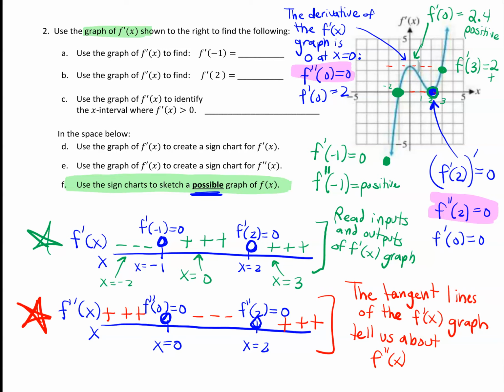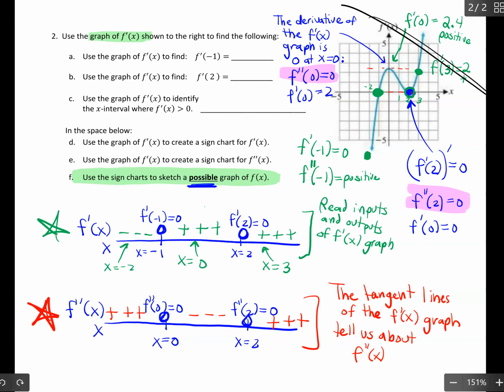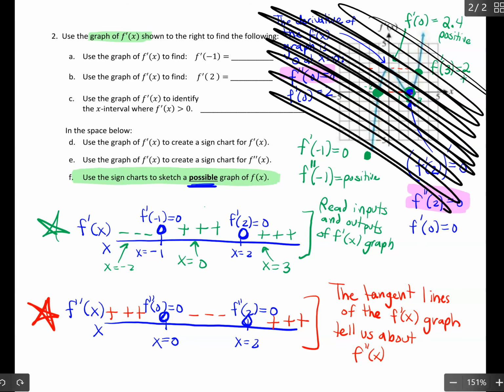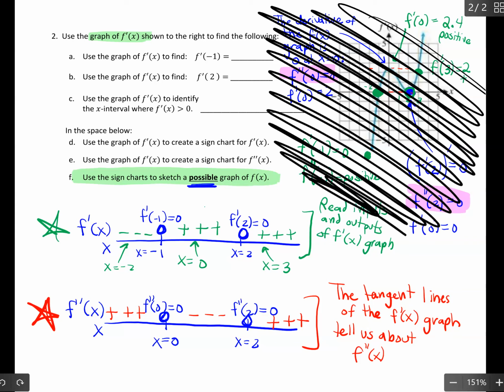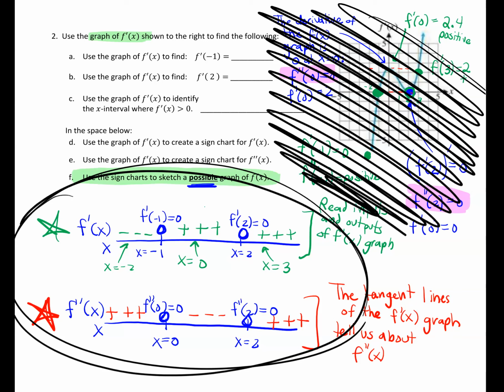Okay, well, we have both of our sign charts. Now we can use those to get a sketch of the f of x graph. Okay, so before we sketch the f of x graph, here is my advice to you. Do not look at that graph after you create these sign charts. Only use the sign charts to create the possible f of x sketch. Do not look at the original graph. It might mess you up, okay?